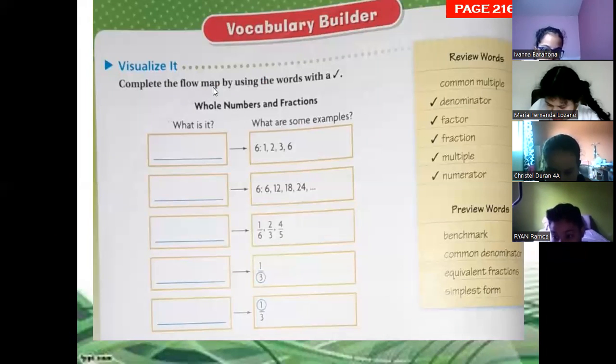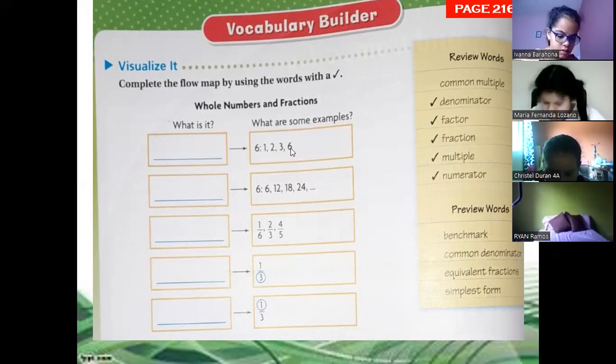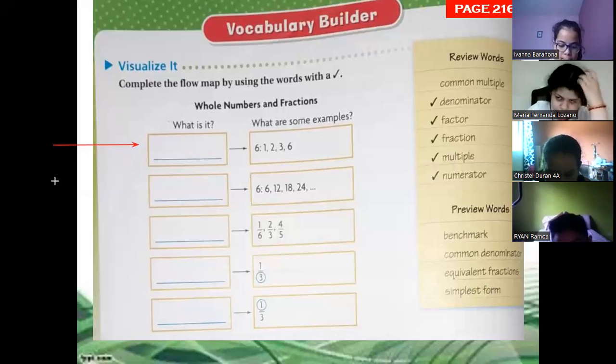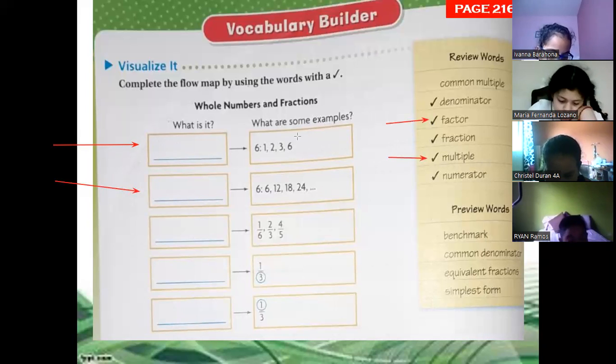Okay, now it says complete a flow map by using the words with a check. Words with a check are denominator, factor, fraction, multiple, and numerator. What are some examples? This one, 6, has 2 points. So this one, see, 1, 2, 3, 6, and this one is quite the same, but we have 6, 12, 18, 24. So for these two exercises, the words we're going to use are this one and this one. One of these is factors and the other is multiples.